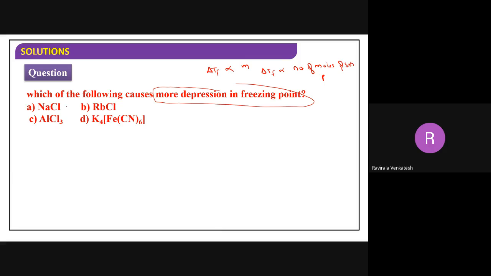Now tell me, beta, here how many ions are there? 2. Here how many ions are there? 4. Here how many ions are there? Samrin, I'm asking. Option number B, how many ions are there?